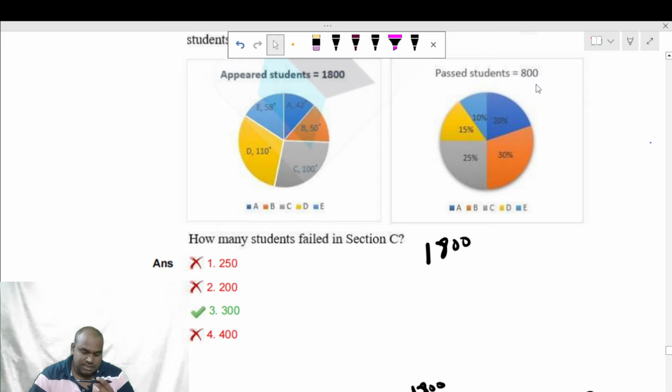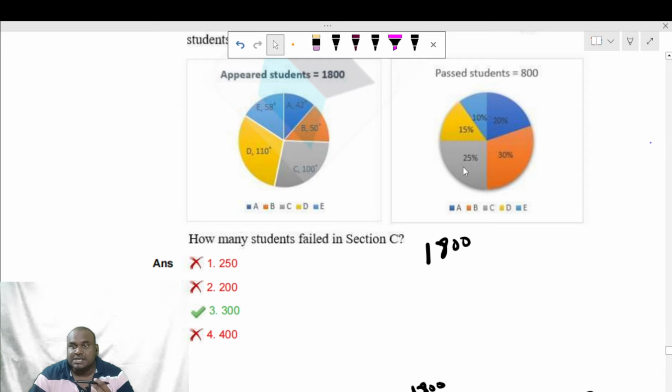This 800 again is for the complete circle. See, here it is given in degrees, that's why you equated it to 360, but here it is given in percentages. So for a circle it is 100%. So divide that percentage into parts. Here the gray color in the diagram is for C. So C is having 25%. So for 25%, how many students are there? That's what we are supposed to find.